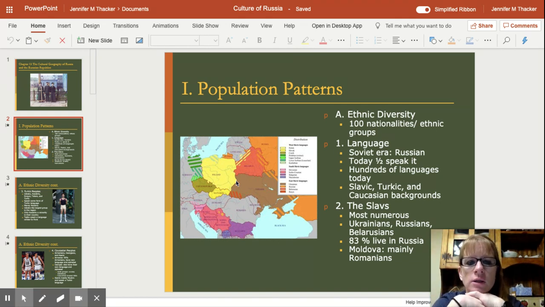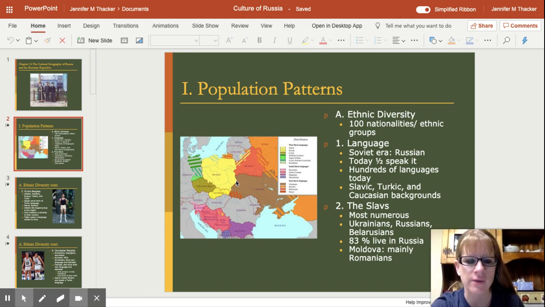speak Russian. There's over 100 different languages now, from Slavic, Turkic, and believe it or not, a lot of them come from a Caucasian background. And I'm sure some of you have heard that word. It's kind of like an Eastern European word for white. Now, a lot of them are called Slavic, the Slavs. It's the biggest population in that Russian area. A lot of them are Ukrainians, Russians, Belarusians.